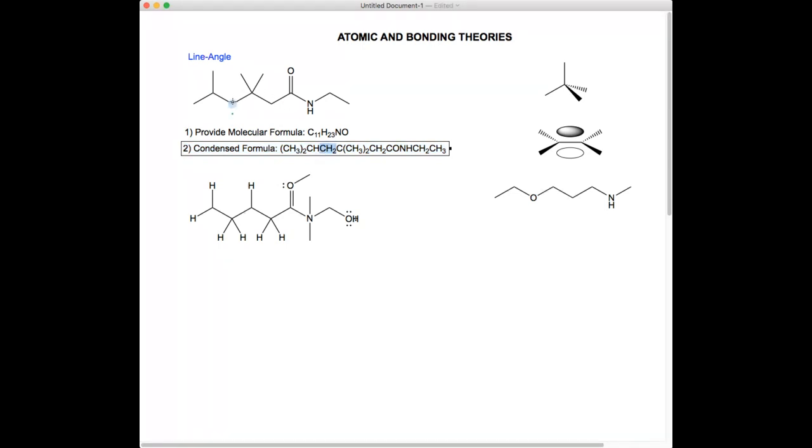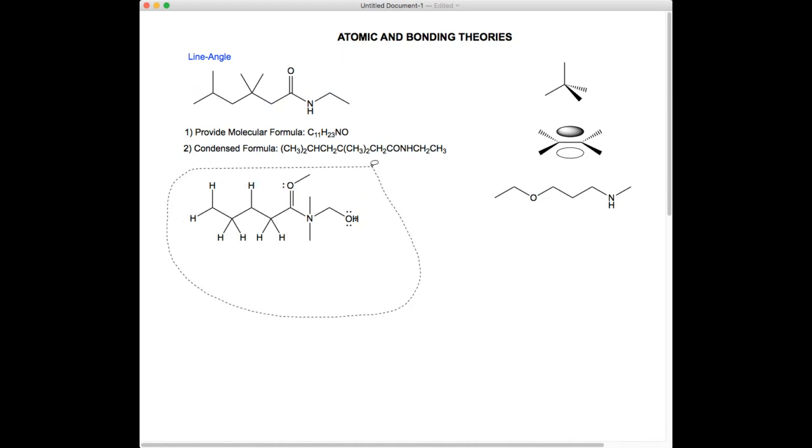Then we have CH2 right here. Then we have carbon, and the groups bonded to this carbon are two CH3, so we put them in parentheses, (CH3)2. Next we have CH2. Next we have CO, that's a carbonyl. Next we have NH. Next we have CH2 and CH3. Okay, so that's a condensed formula.